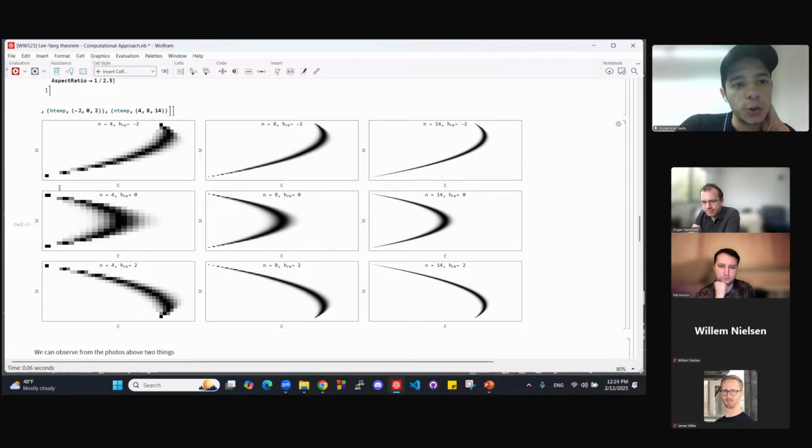You can see that if you apply a negative field, the distribution is skewed towards a negative magnetization, which makes sense. So the average value of the magnetization is probably closer to a negative value. But when H is 0, you get a symmetry between positive and negative values of M. And when H is positive, you get the opposite, the other way around.